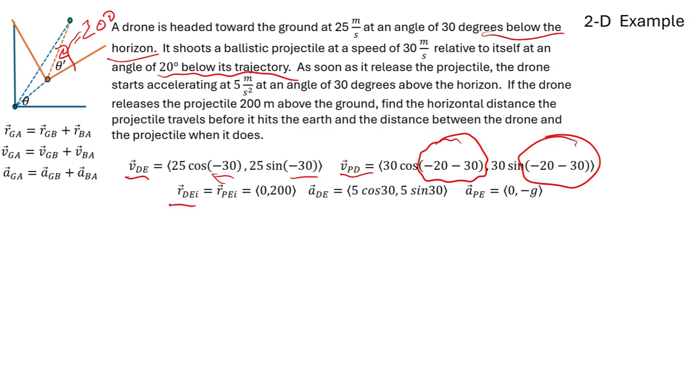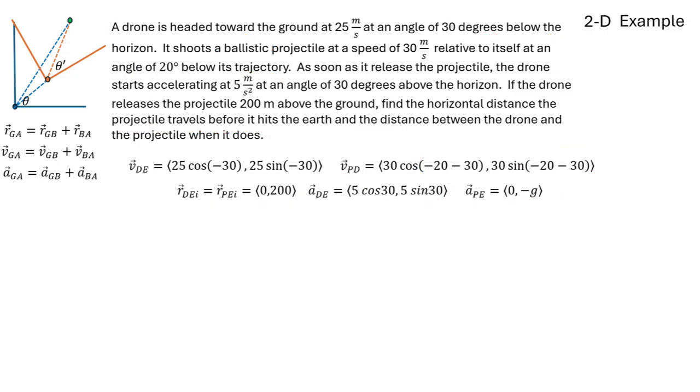We also know that the initial position of the drone is the same as the initial position of the package, 200 meters above the Earth. And we know that the acceleration of the drone relative to the Earth is this. And finally, the acceleration of the projectile is just minus g because the problem says it is ballistic. Okay? So all we've got to do is pick a frame. The first thing the problem asks is, how far does the projectile travel before it hits the Earth? So this is a collision between the Earth and the projectile, and that's the frame I'm going to use. In this frame, the final position of the projectile relative to the Earth is the initial position of the projectile plus the initial velocity times t plus 1/2 a t squared.